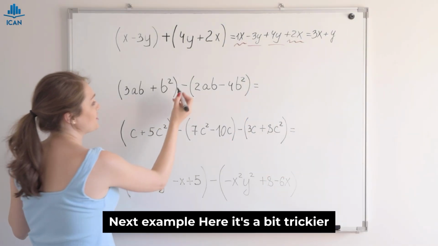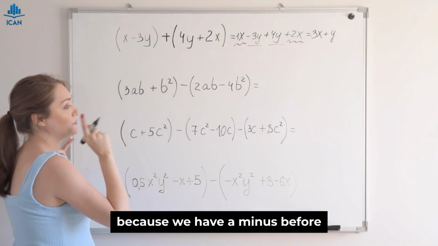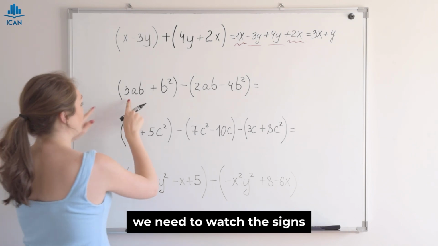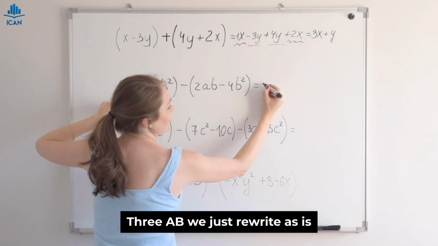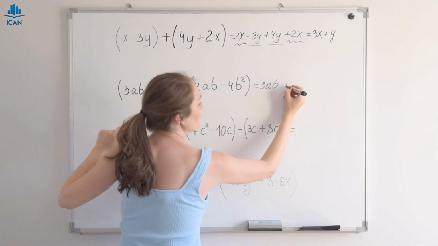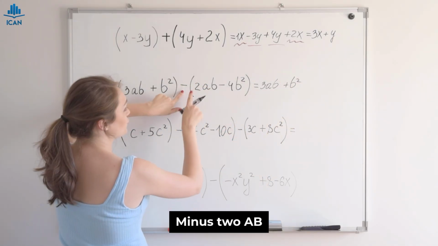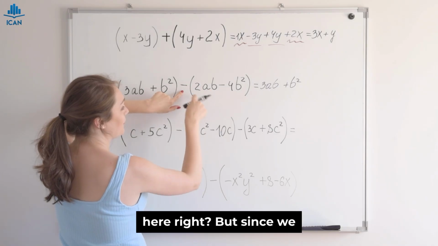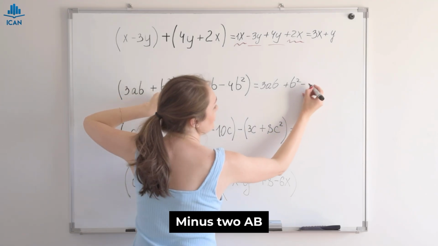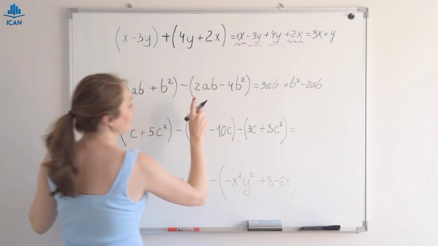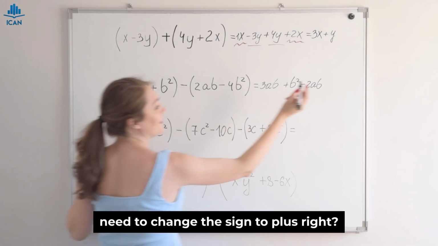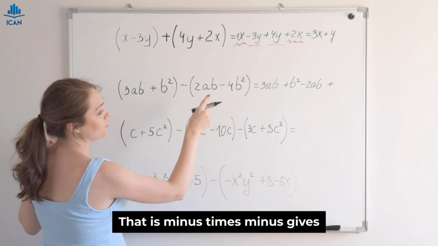Next example. Here it's a bit trickier because we have a minus before the parentheses. We need to be careful when we expand them because we need to watch the signs. 3ab we just rewrite as is. 3ab, plus b squared, minus 2ab. We have a positive 2ab here, but since we have a minus here, we need to change its sign. Minus 2ab. And here we have negative 4b squared. We also need to change the sign to plus, that is, minus times minus gives plus.